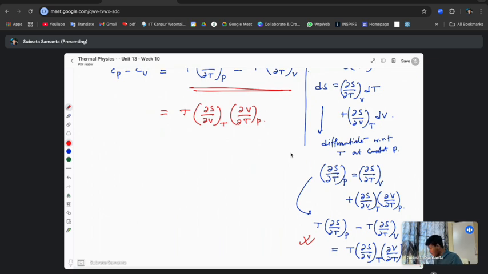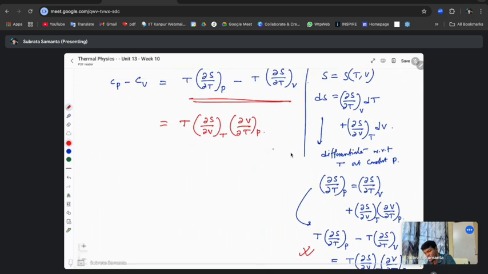Okay, so now del S del V at constant temperature is basically, the second step is that, so let's first box this one. So I have to do more, Cp minus Cv equals this.